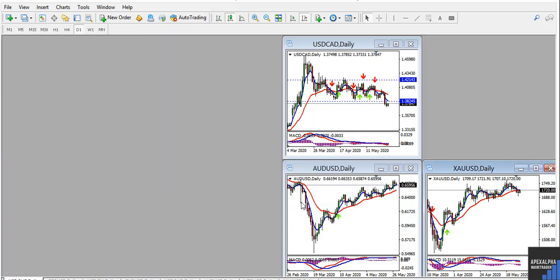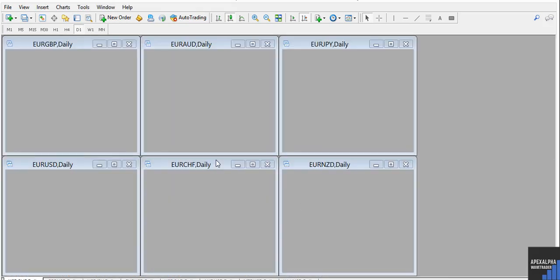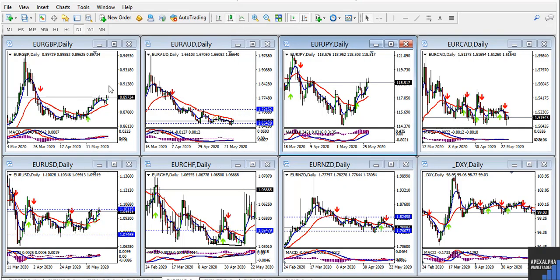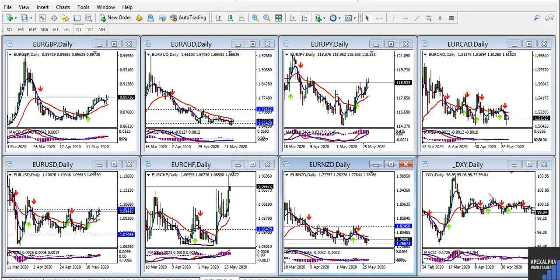So let's go to the euro pairs now. On the euro pairs, we have the euro GBP here, we have the euro USD here, we have the euro AUD here, we have the euro CHF here. We have the euro JPY here, we have the euro NZD here, euro CAD, and then the dollar index.